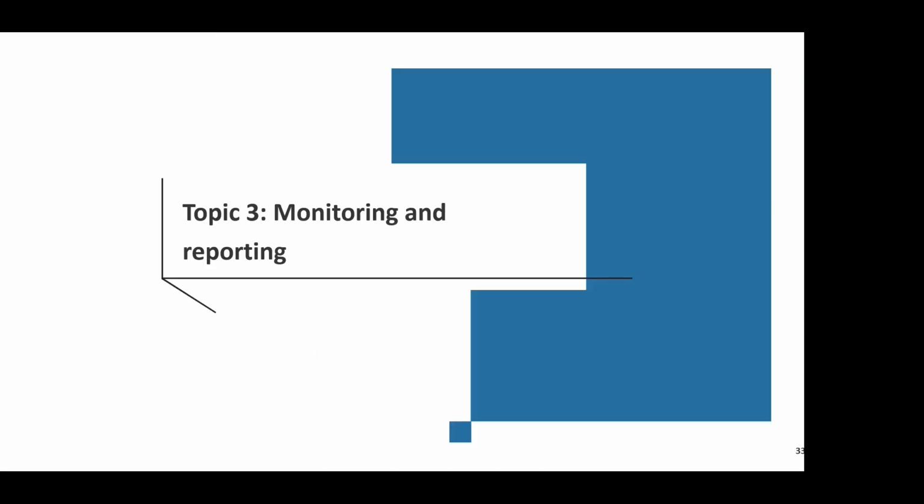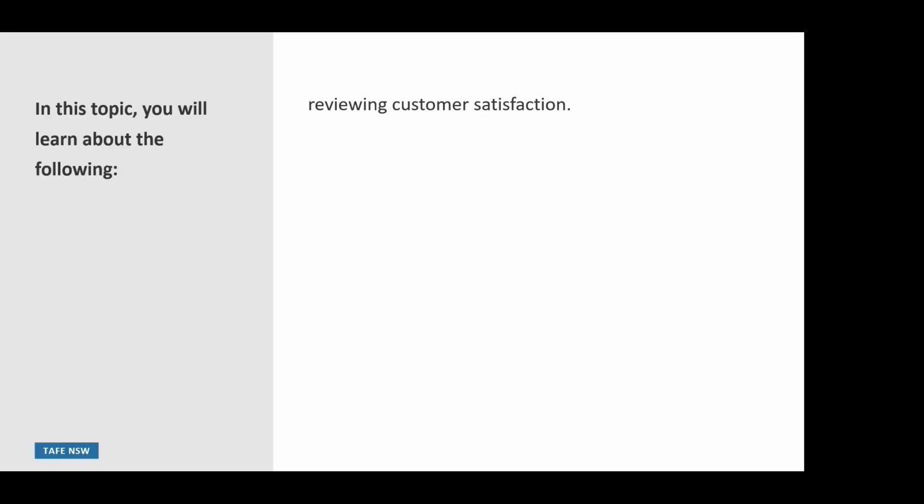So we're moving on to the third and final subject of monitoring and reporting in this unit. And we are going to learn about one thing in this topic: reviewing customer satisfaction. So as we talked about before, we have our beginning, our middle, and our end. First, we prepare to provide good customer service, then we provide the service, after which time we actually review our customer service and see what a job we've done.